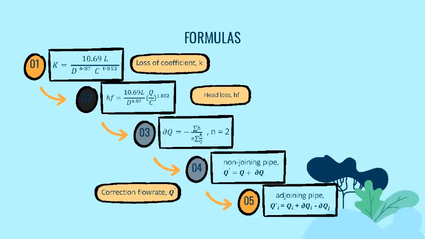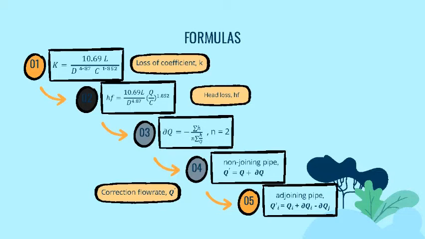Second, head loss, which is HF. HF is equal to 10.69 times the length divided by the diameter to the power of 4.87 times the flow rate divided by the roughness coefficient to the power of 1.852.